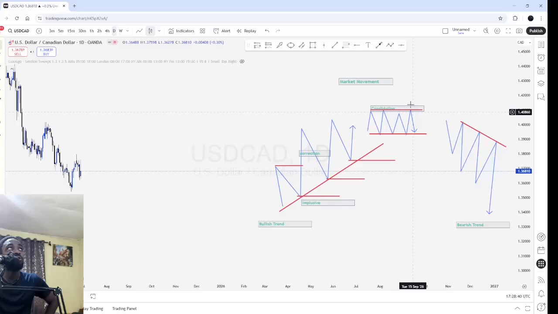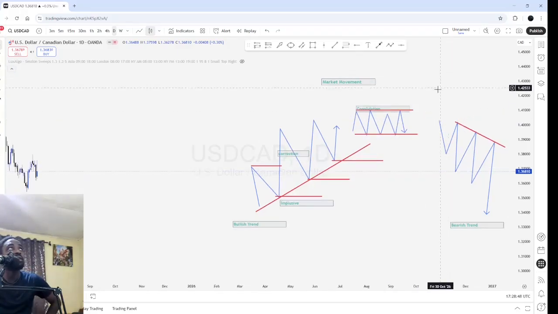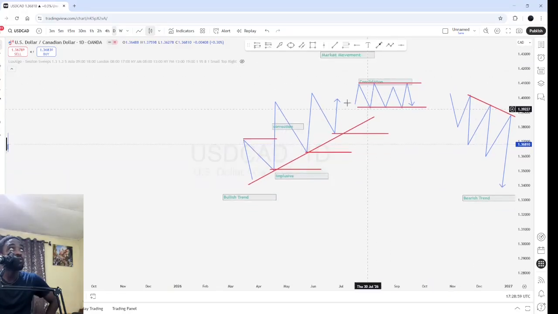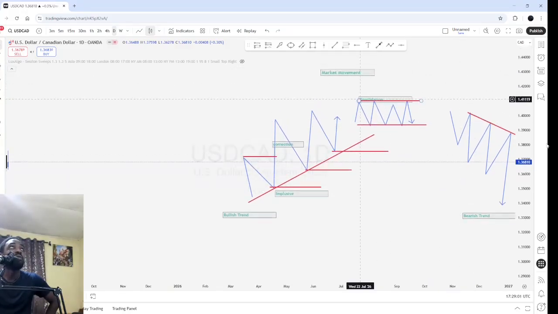But I don't actually trade this type of market. When I see a consolidation zone, I just go out. I don't like this kind of market. So it goes up, comes down, goes up, comes down, goes up, comes down. That's a consolidation zone. And now we have the bearish trend.